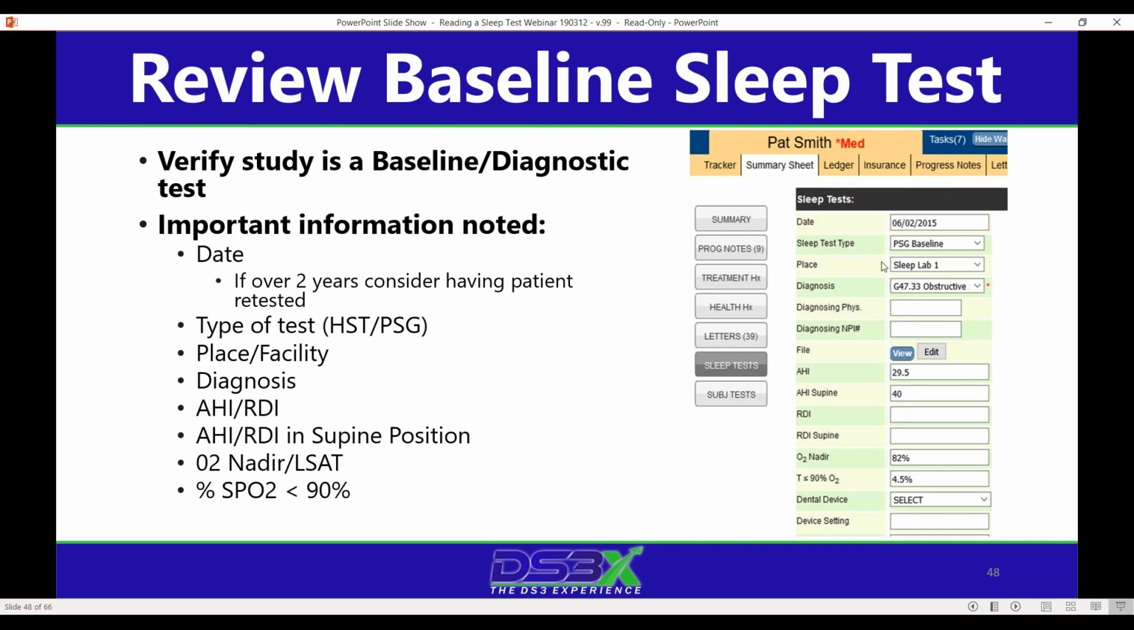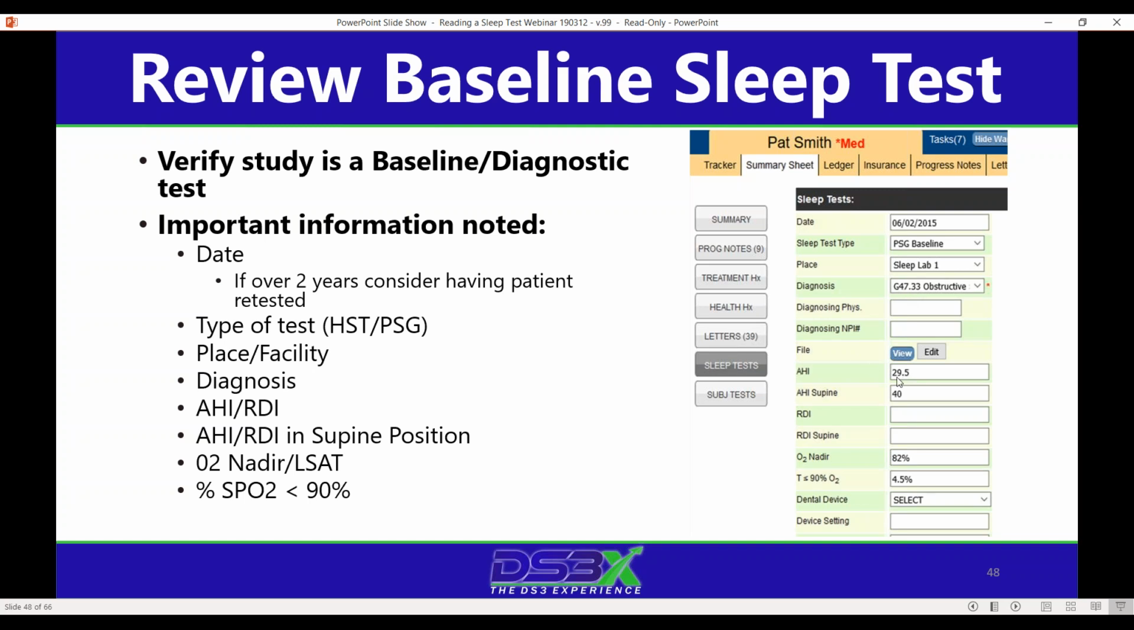and as the dentist learns how to do it, we make sure it's a baseline test, and so it says what type of test. Is it a home sleep test or PSG baseline? When was the test done? You know, is it 2, 3 years ago? We may have to consider repeating the test. What type of test? Already said. Where was the test completed? What was the diagnosis? If it's not obstructive sleep apnea, we're dead in the water for insurance.